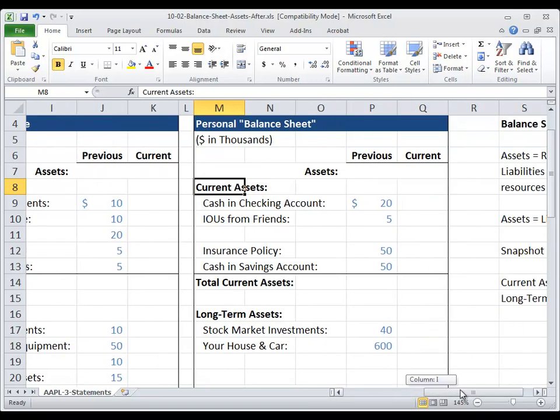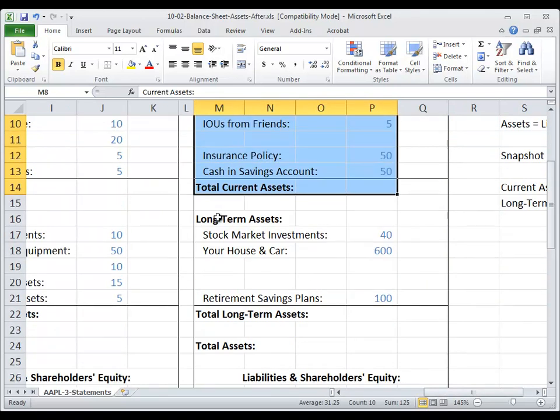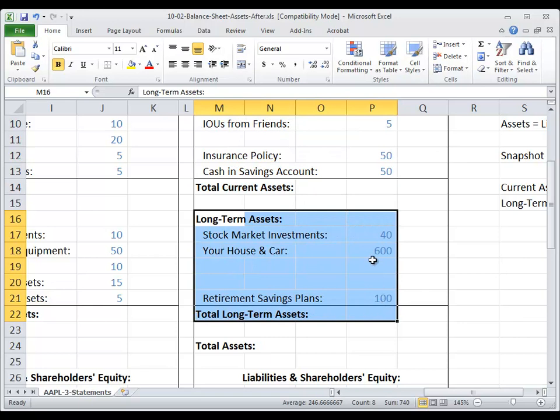But the basic difference is that current assets generally last for under a year, whereas long-term assets last for over a year, and sometimes much longer than that, 20 or 30 years. And even something like a car is going to last for longer than a year, it's going to last for at least a few years.